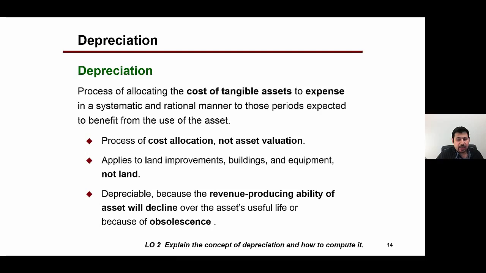cash for replacement of the asset. Here we're not accumulating cash. We are simply saying that the part of the cost that was originally paid for this asset is allocated as an expense here, and as a result, accumulated depreciation is not a cash fund. It simply represents the total amount of depreciation that the company has expensed already.